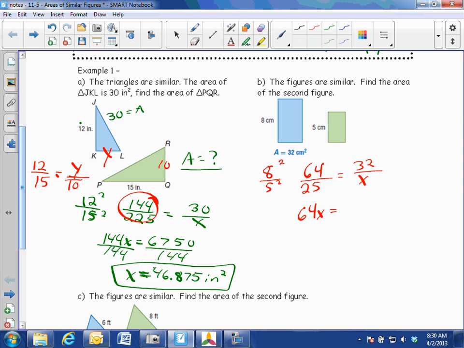Or x is? I'm sorry. 1.5? Gotcha. Don't forget your labels, centimeters squared.